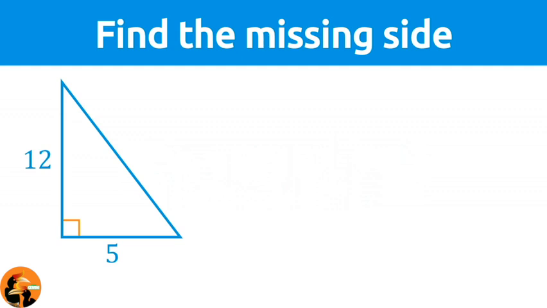Let's look at an example. Let's find the missing side of this right triangle. We know two of the side lengths, 12 and 5, so we can use the Pythagorean theorem to find the third side length. But which letters do those sides represent?